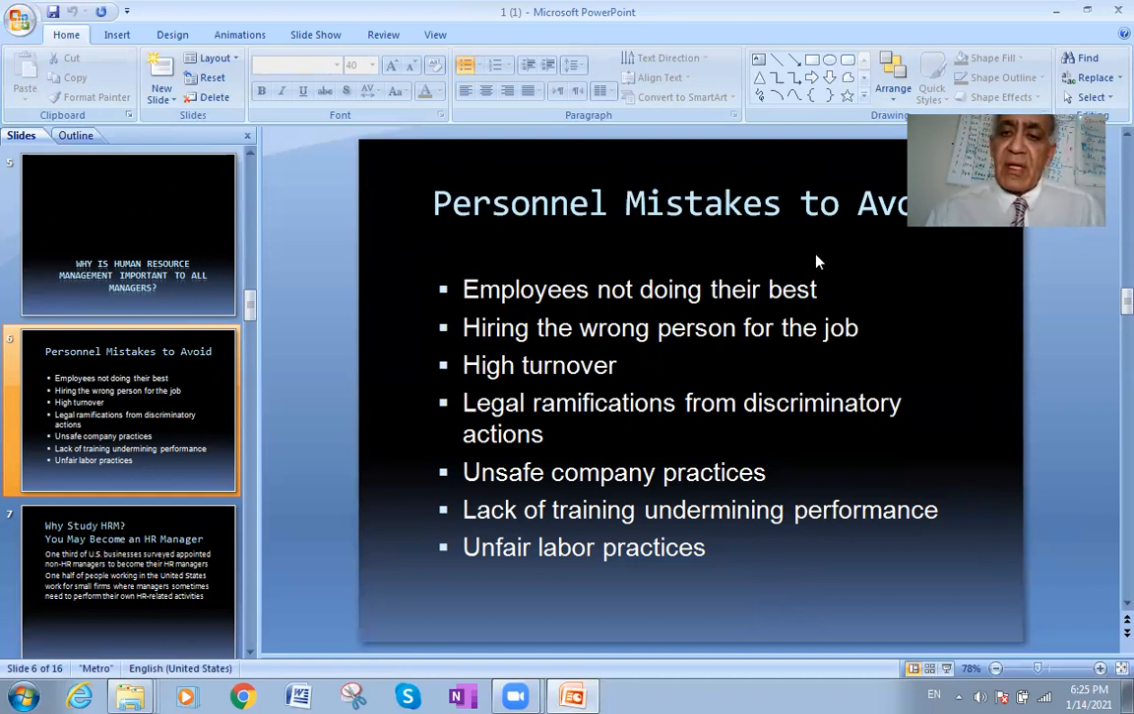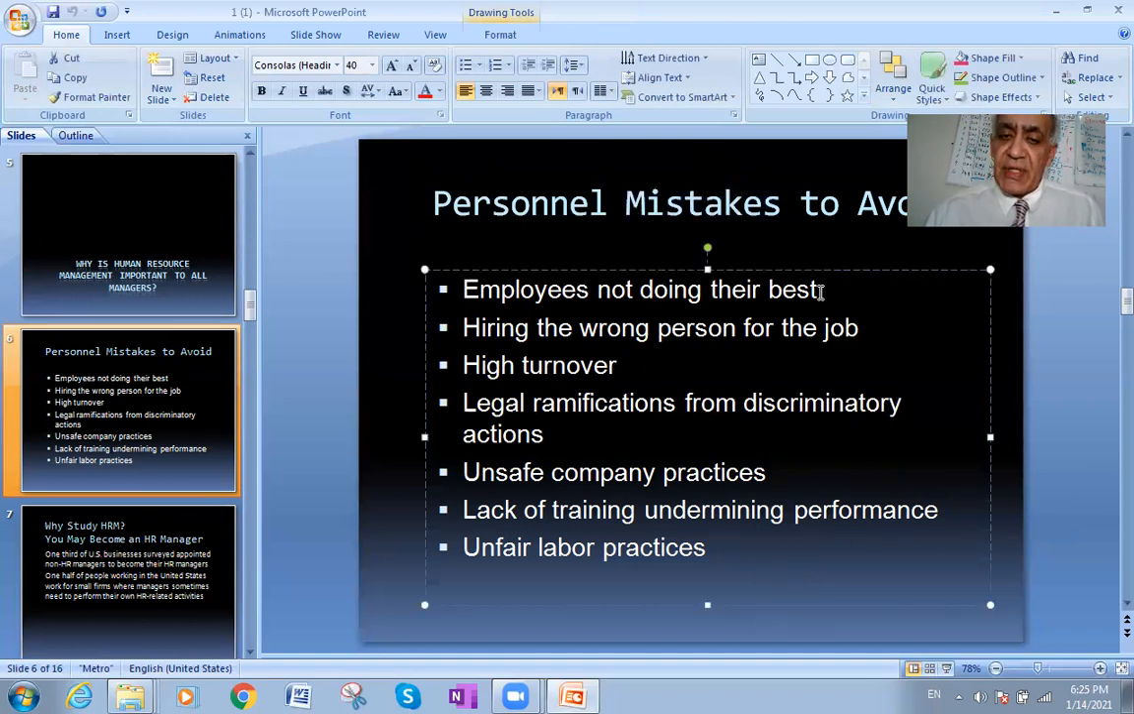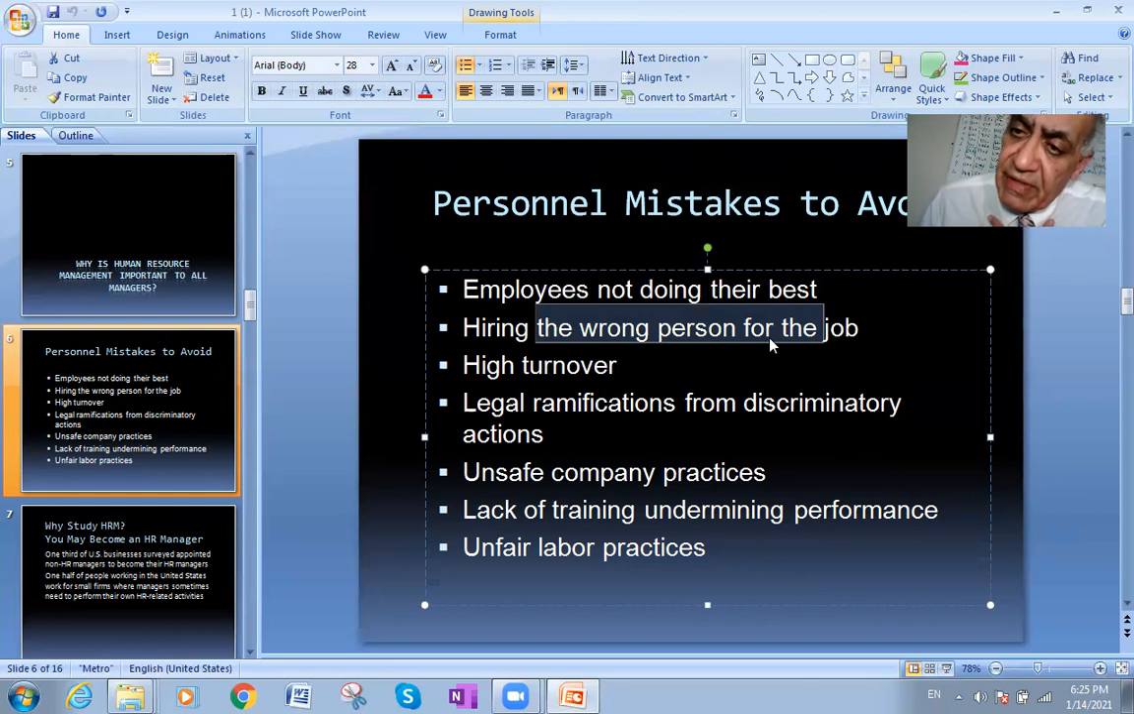Okay, there are some personal mistakes we have to avoid. Like what? Employees are not doing their best. They are not working as well. Hiring the wrong person. Now I'm interviewing someone. I'm responsible for interviewing some prospective employees or candidates. Then the criteria of mine in selecting was something wrong in it. So I choose a wrong person, not in the right place.